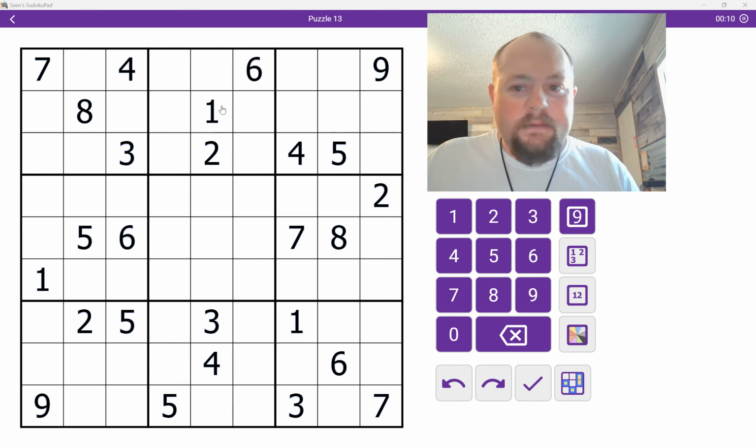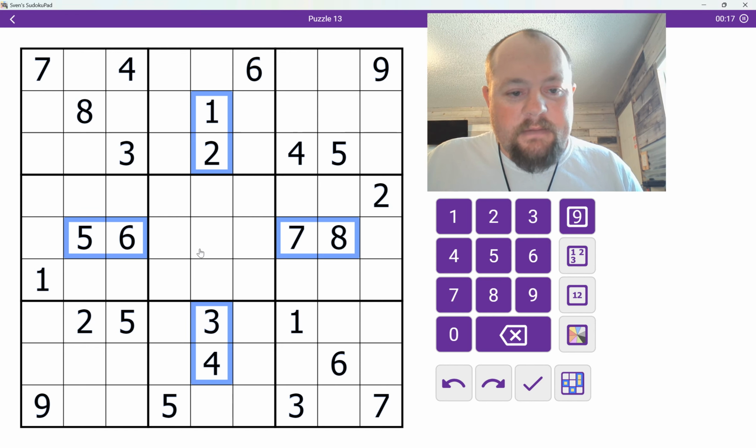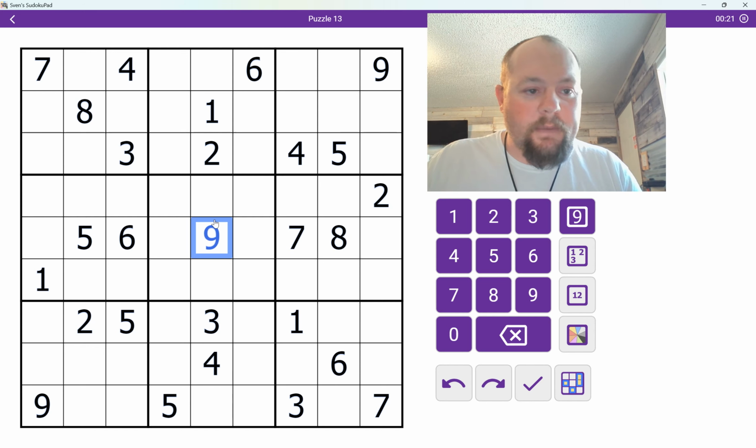So look at this. The 1 and 2, 3, 4, 5, 6, 7, 8. All look at that. Gives us a 9 in the middle. Right off the bat, we have a 9.